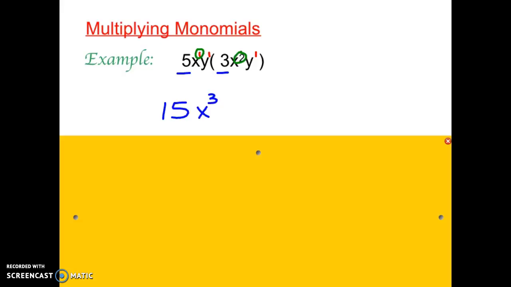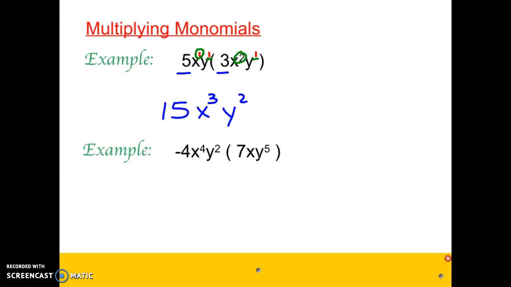If we look at our next base, the y, the first term has an exponent of 1, the second term has an exponent of 1. 1 plus 1 would be 2. So our answer in this case would be 15x to the third y squared.